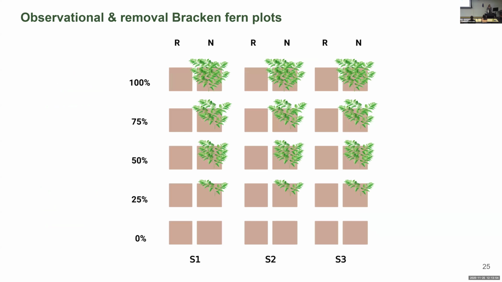To do this, we set up observational and removal Bracken fern plots. We had 30 plots, half of which we removed all of the Bracken fern in, and the other half we kept at its natural gradient, from 0 to 100% Bracken fern. We planted our Acer rubrum seedlings at the beginning of the season, observed them throughout the growing season, and then removed them at the end of the season to look at functional traits. The main traits I looked at last year were specific root length, specific root area, and specific leaf area. These are all traits that are really important for nutrient acquisition in Acer rubrum seedlings.